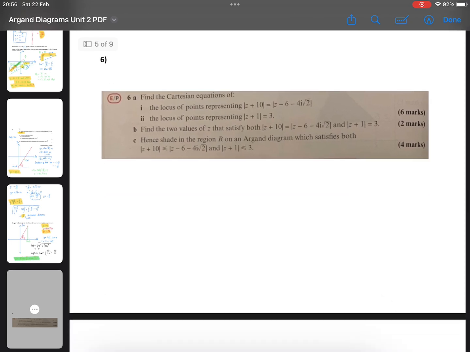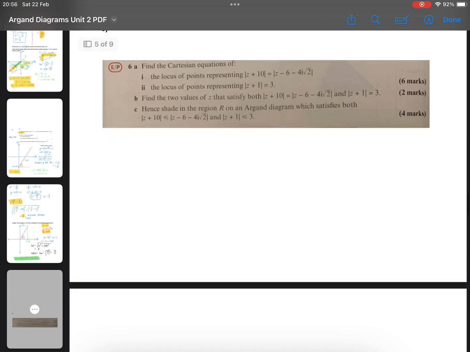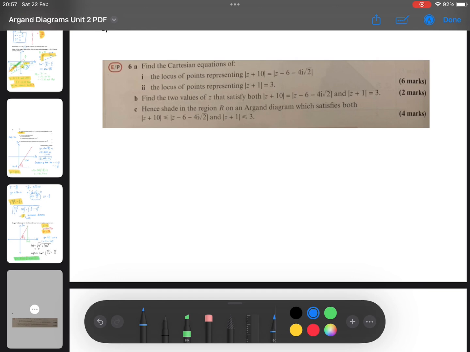Moving on to the next one. We've been told to find the Cartesian equation of the locus of points representing the modulus of z plus 10 equals the modulus of z minus 6 minus 4 root 2 i. So this one, where we have our two moduli and we want to find the locus of points when the two of them are equal. I phrased that really badly, but it's going to be a perpendicular bisector.